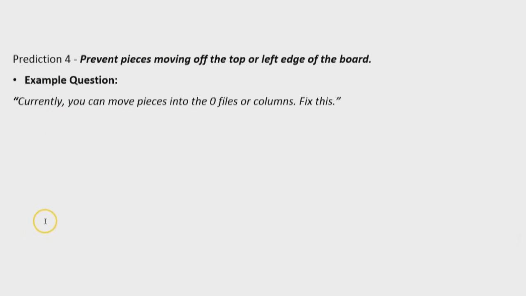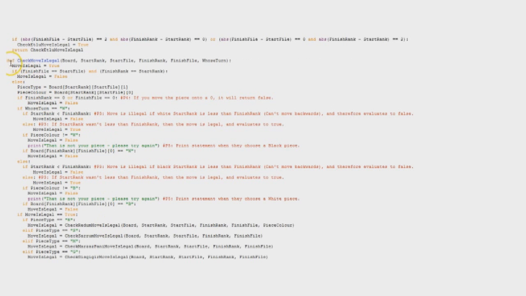Prediction 4 is a very quick and easy one, which just requires you to put one if statement in. Prevent pieces moving off the top or the left edge of the board. Example question: currently you can move pieces onto the 0 files or columns. Fix this. So if we have a look into the code, it's going to be in the check move is legal function again. And this is the one.